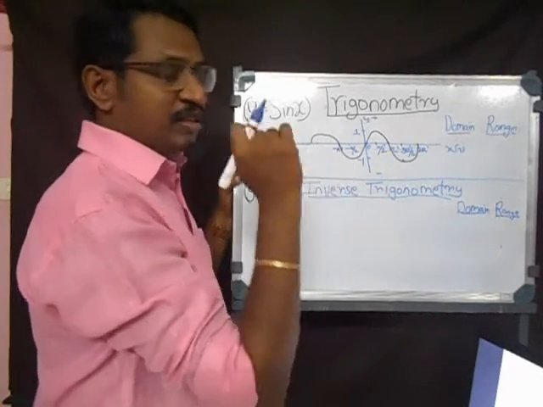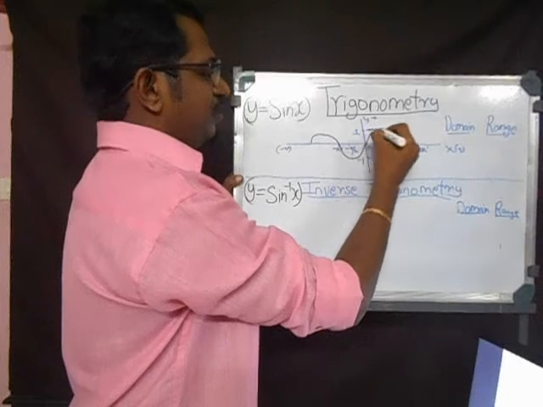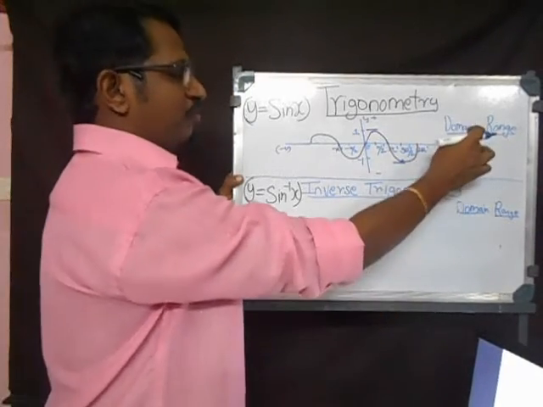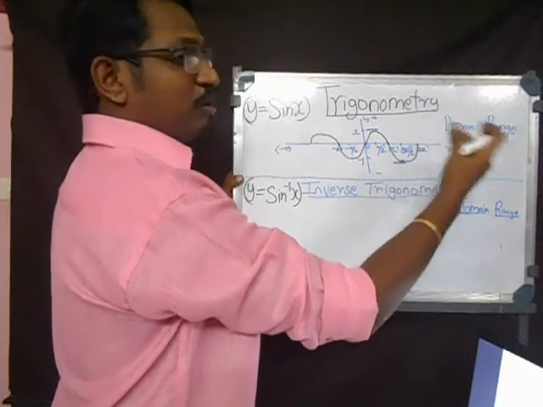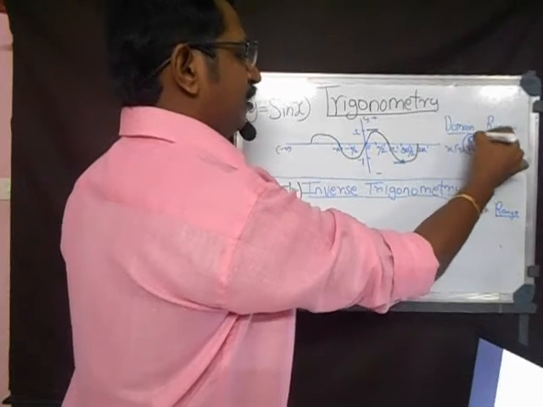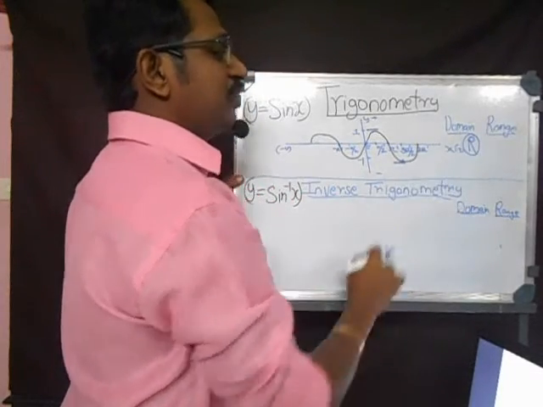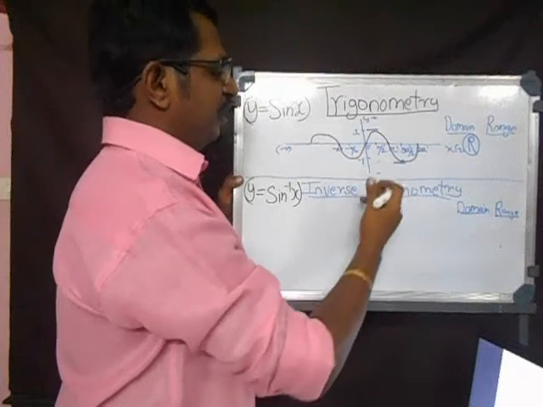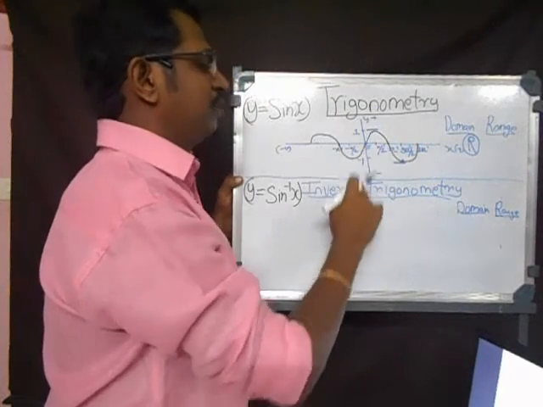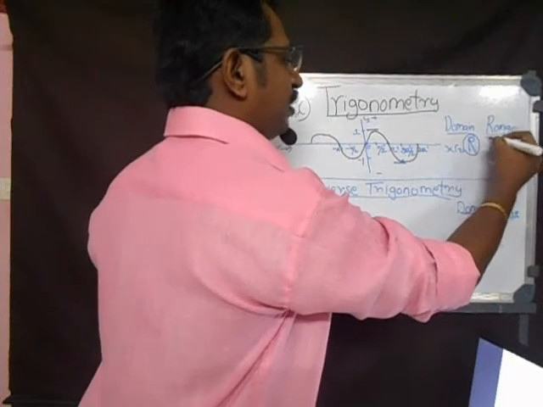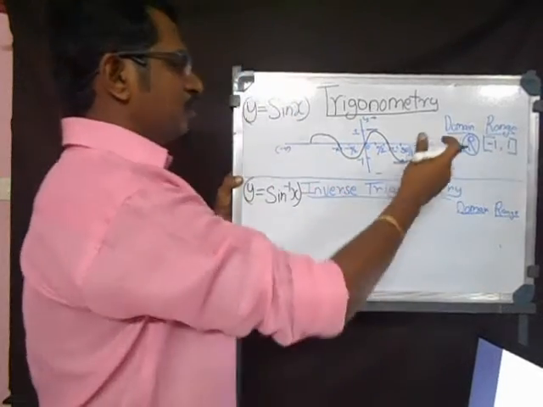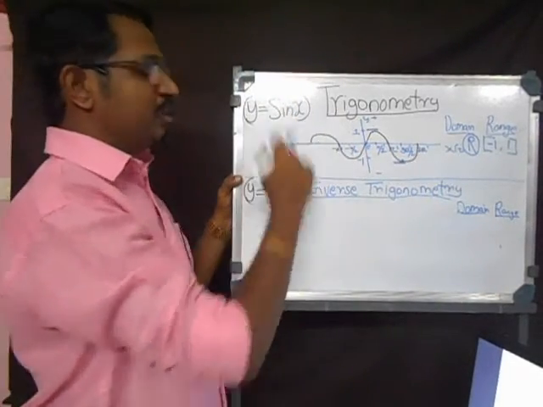You must have seen that the maximum value here is plus 1 and the minimum value is minus 1. So we go for the domain. What is the domain? x is the domain, so the domain can be any real number. But the range never exceeds 1 nor goes below minus 1. So the range is fixed at minus 1 comma 1. This is for sin x in the trigonometric standard.